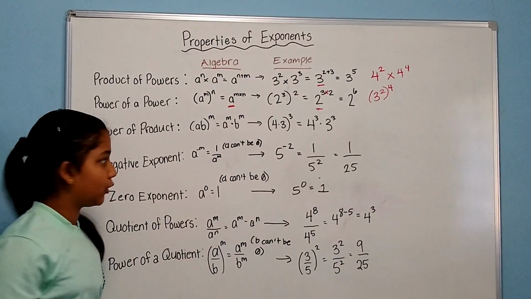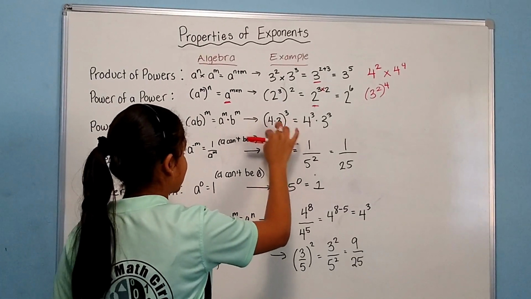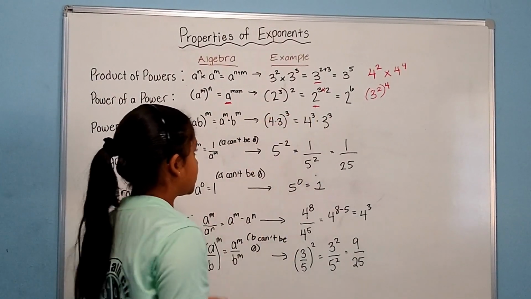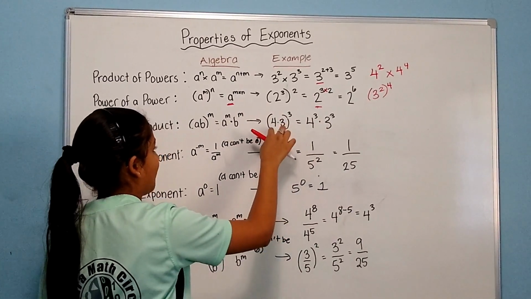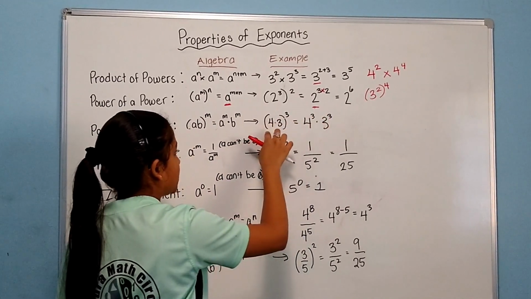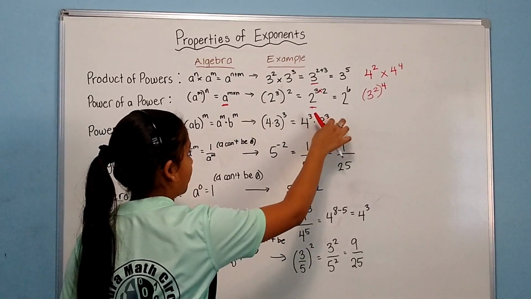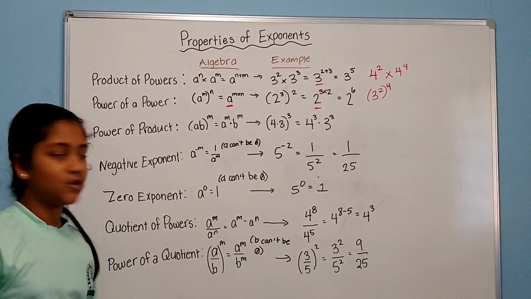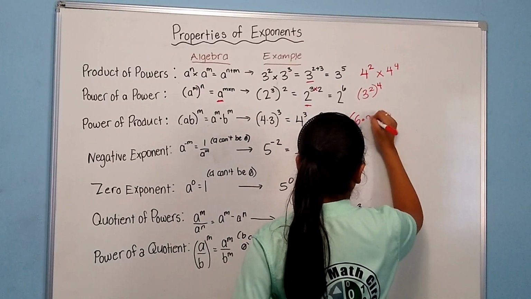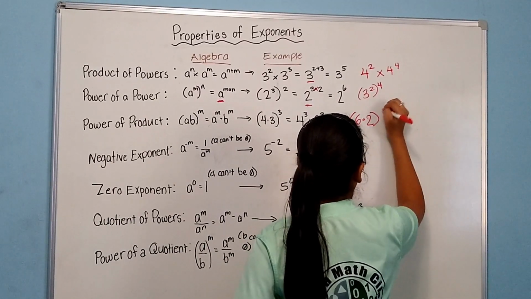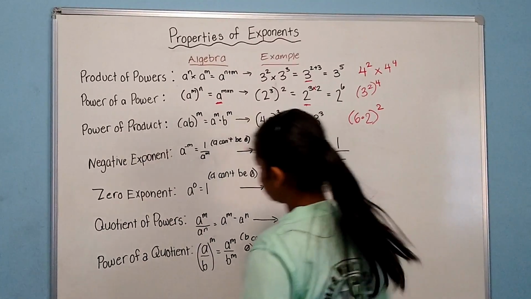So let's look at an example. 4 times 3, to the power of 3. We keep the bases the same, and we just add the power in. So we get 4 to the power of 3 times 3 to the power of 3. Now let me give you an example. Why don't you guys do 6 times 2, to the power of 2.